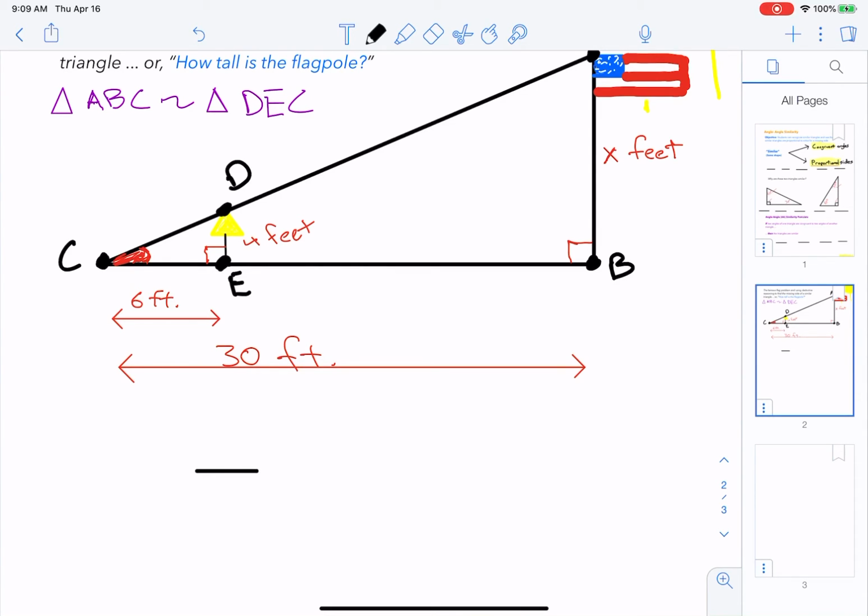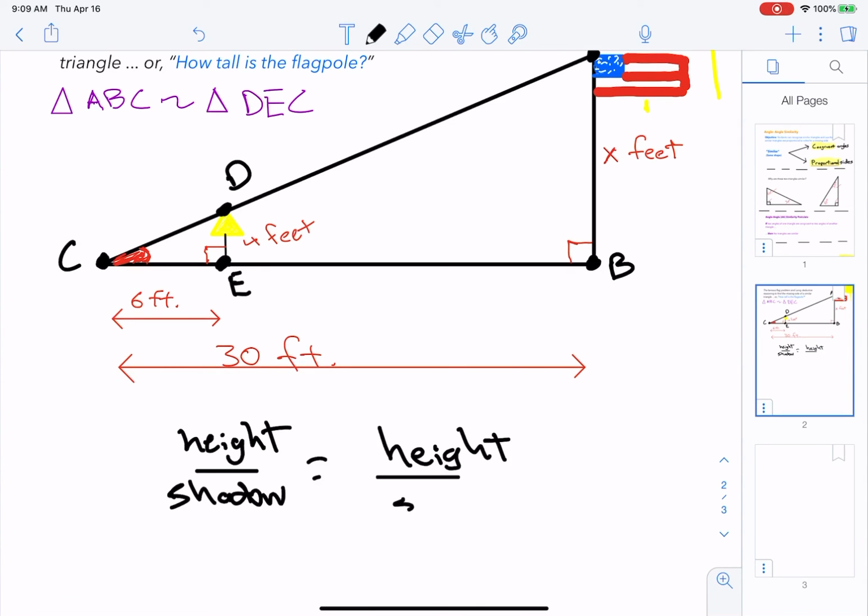All right, so in this case we have the ratio of, sometimes it's good to use words first, the height over the shadow. Because the triangles are similar, it's equal to the ratio of the height over the shadow. Cool.